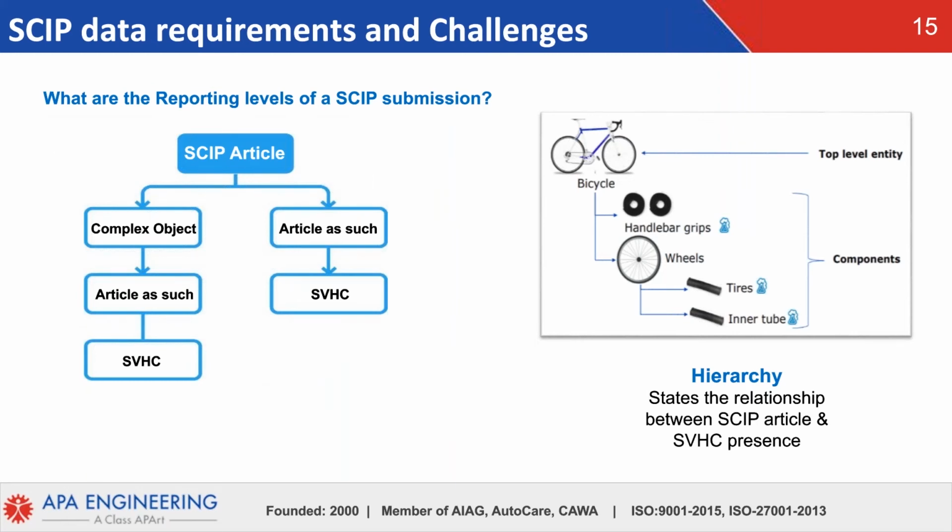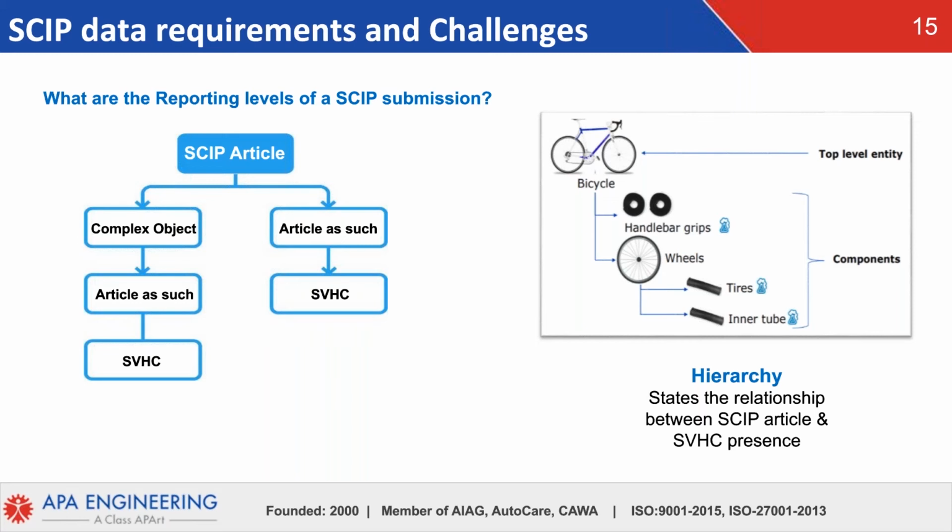Now I'm going to walk you through the SCIP data requirements and their challenges. SCIP defines the article into 2 types: 1, a complex object, and 2, article. As shown in the chart, a complex object may have multiple complex objects or articles that contain SVHCs. For example, a bicycle is a complex object that has further complex objects such as wheel assembly, tire assembly, inner tubes, etc., as shown in the picture.